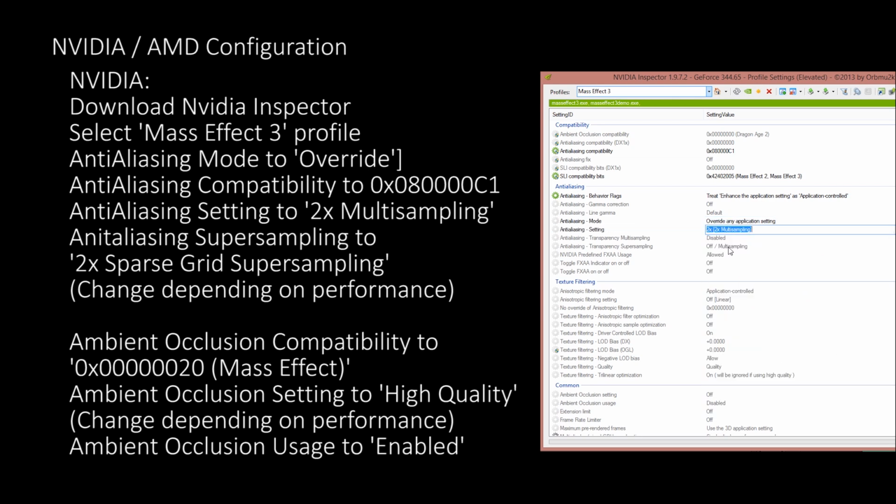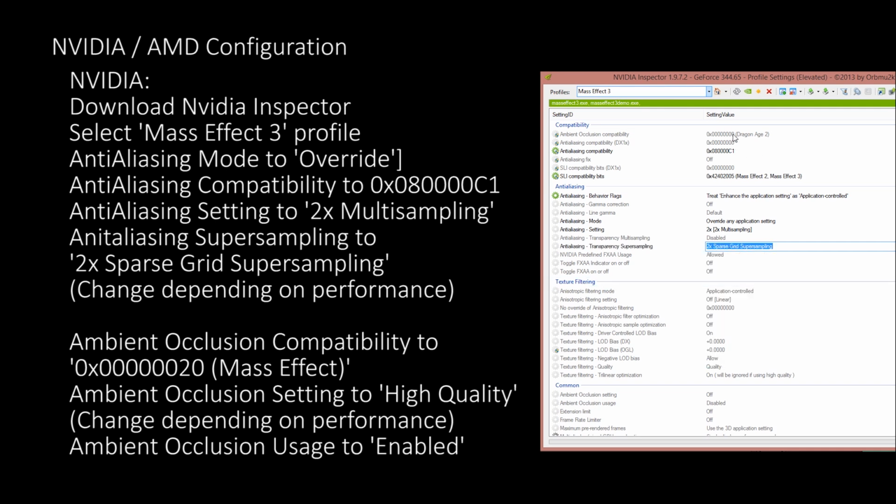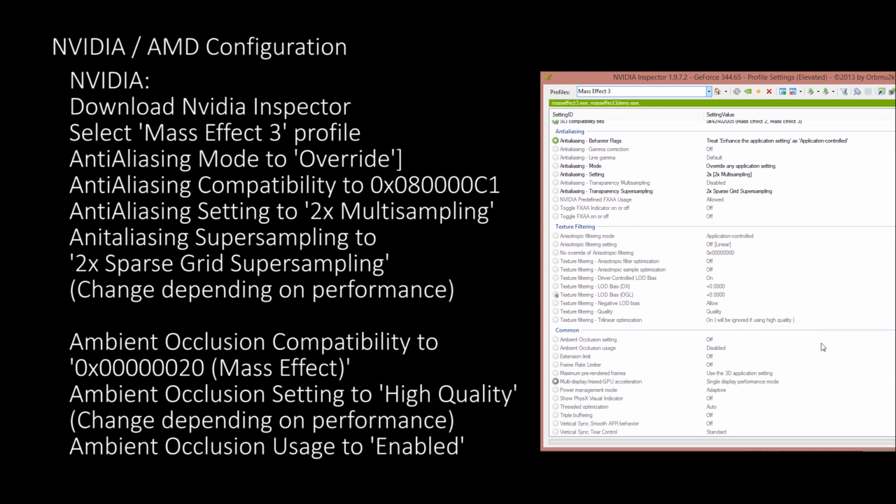If you have performance issues, you might want to reduce this. To enable ambient occlusion, change the ambient occlusion compatibility bit to the one provided. Then change ambient occlusion settings to high quality and ambient occlusion usage to enabled. Then apply the changes.